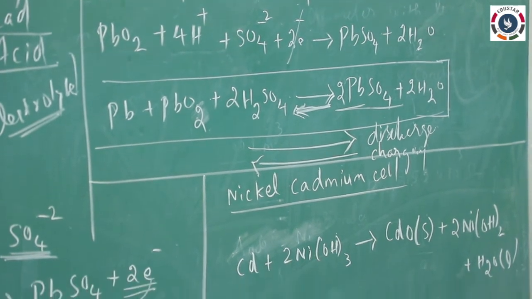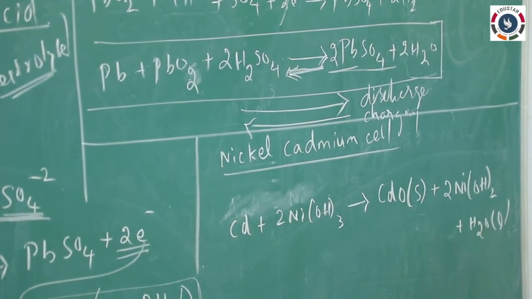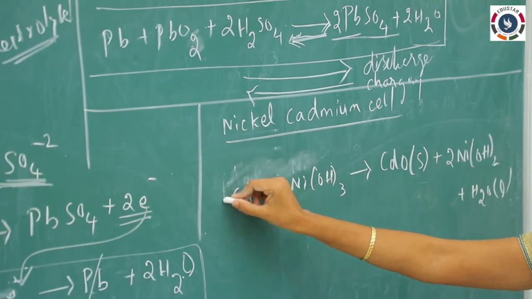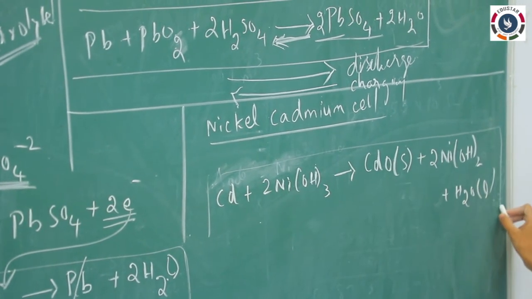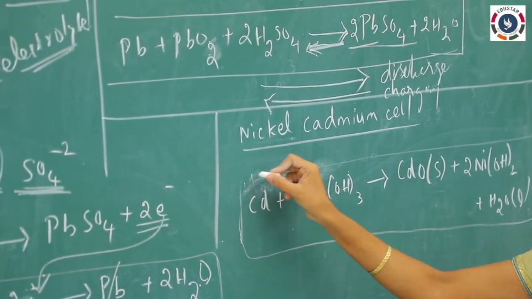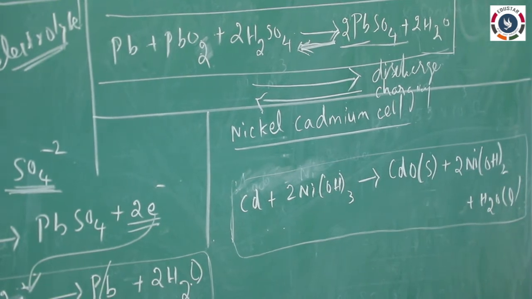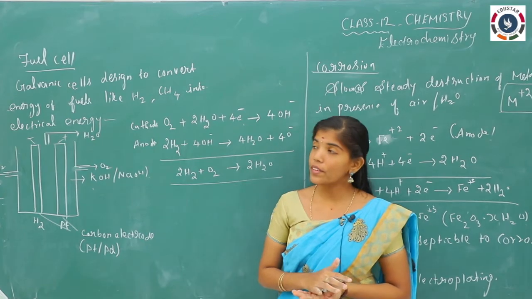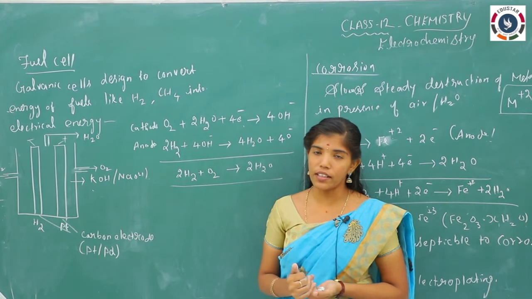One more example for the secondary battery is the nickel cadmium cell. They have just given the overall reaction of the nickel cadmium cell alone. This is the reaction of the nickel cadmium cell. Now, we are going to see about the fuel cell.